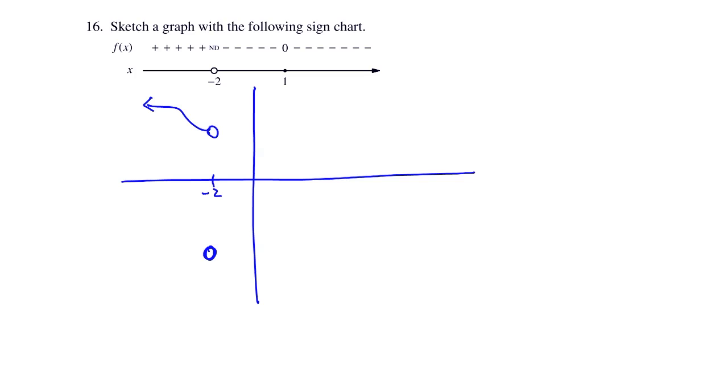Then at 1, we have a 0. And a 0 simply means that it goes through the x-axis. So from here, we're going to go up to that. We're not going to cross over, though. We're going to stay down low here and then keep going on this side. You just got to make sure that each of these signs was seen to. The 0 was there, and the -2 was undefined somehow, and you got full credit for this one.